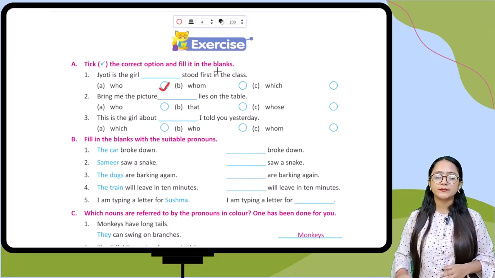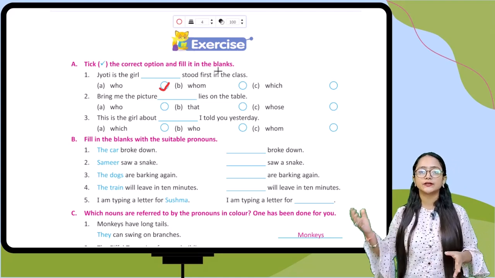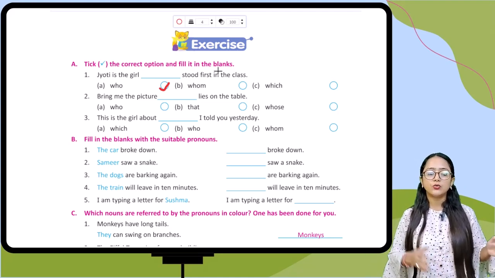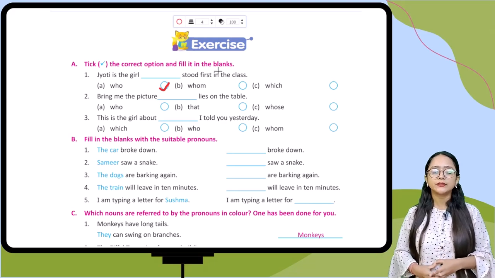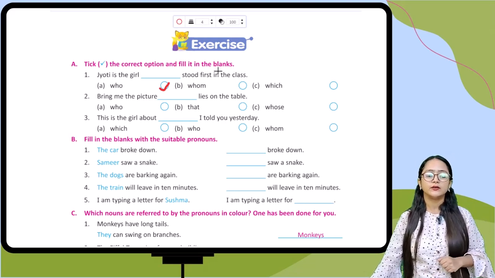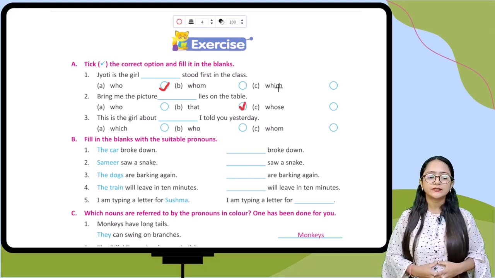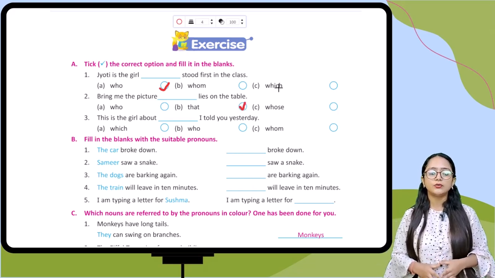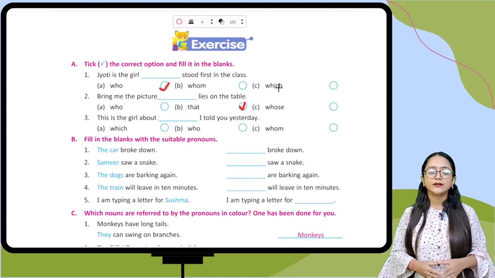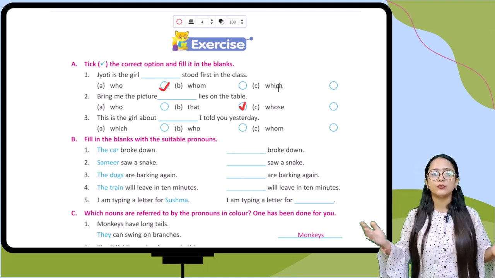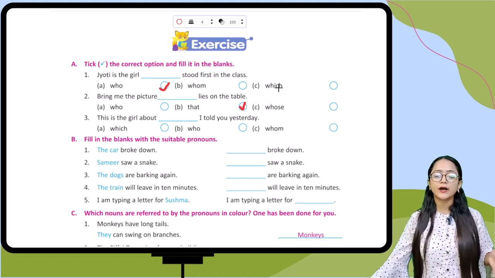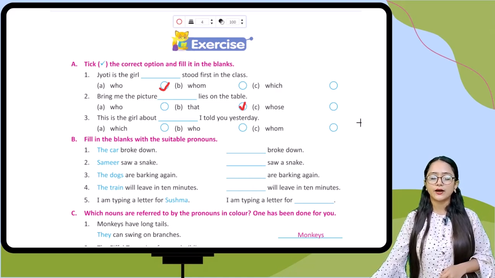Next one, bring me the picture dash lies on the table. Options are who, that, whose. Bring me the picture that lies on the table. So you have to take that because you are demonstrating over here. Next one, this is the girl about dash I told you yesterday. Options are which, who, whom. This is the girl about whom I told you yesterday. So you have to take whom.